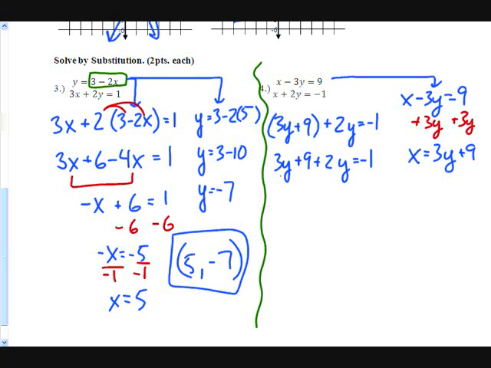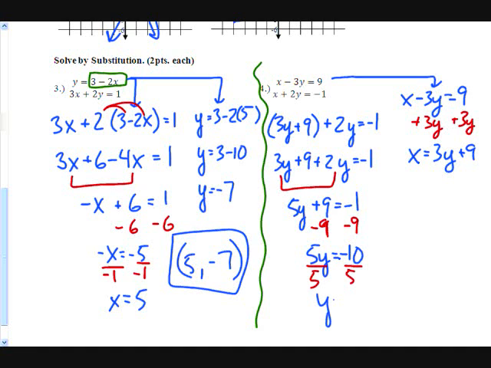Now I can combine like terms. That gives me 5y plus 9 equals negative 1. I have to subtract the 9 from each side. That's an ugly looking 9 I made. So I find out that 5y equals negative 10. Now I divide each side by the 5, and it gives me y equals negative 2.